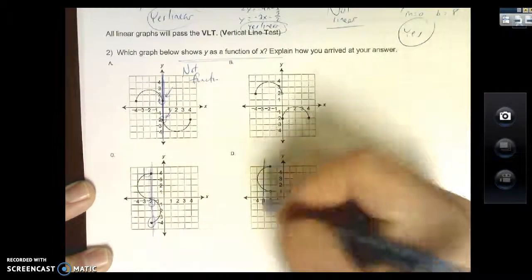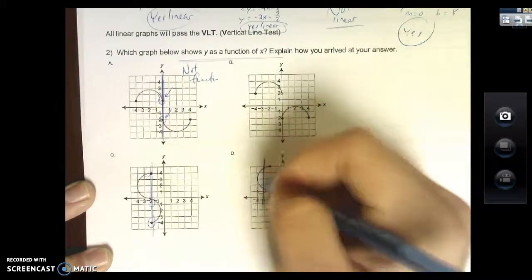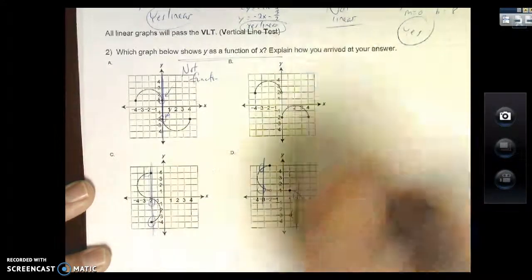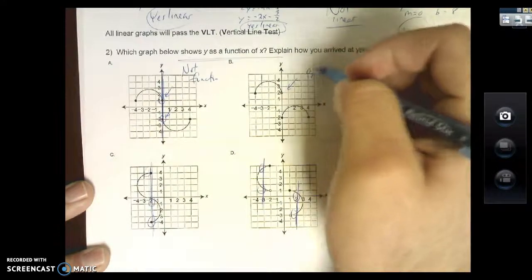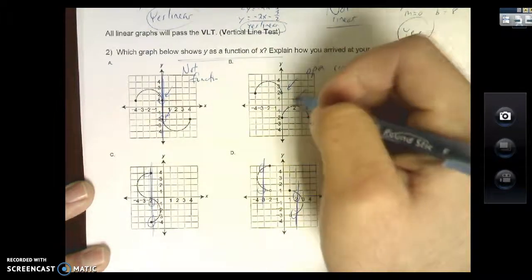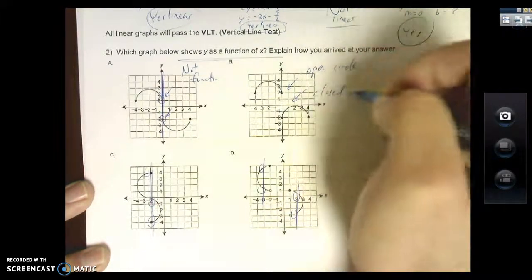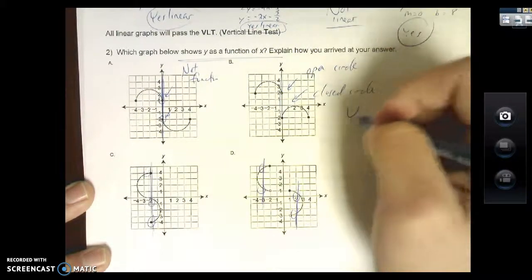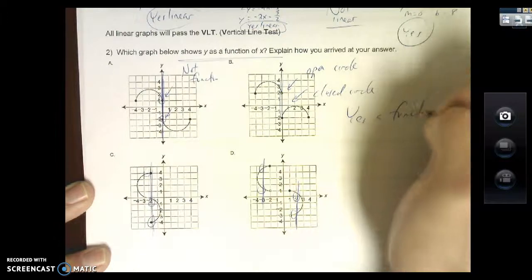This one, it can hit there and there. Now this one you might be like, oh, it's the same exact graph, what's the big deal here? But if it's really hard to see, this is an open circle. This is a closed circle. So when I draw a line straight down, it doesn't hit more than once. This is a function. Okay?